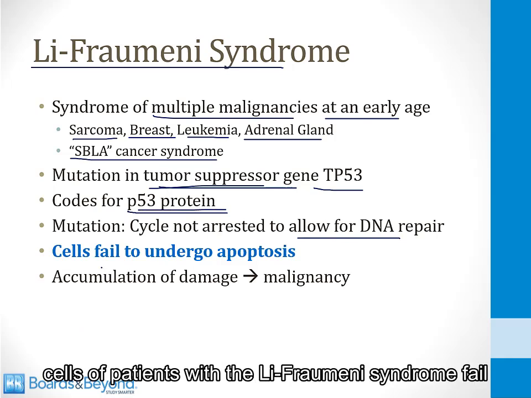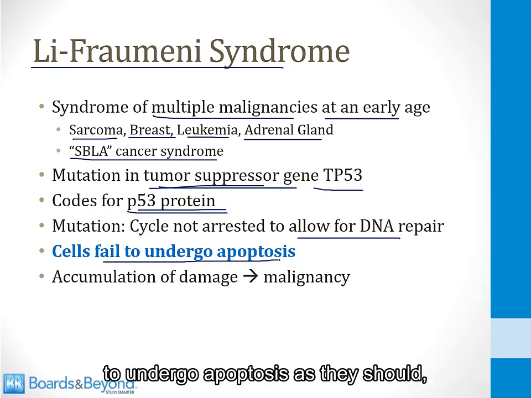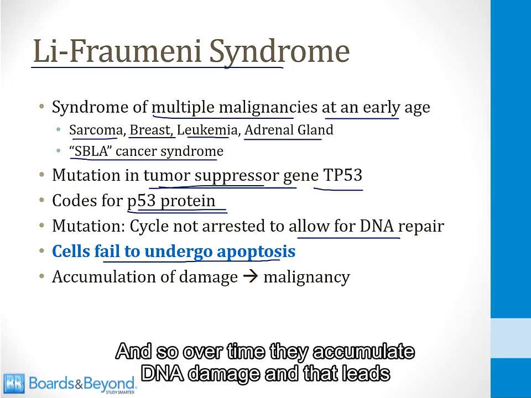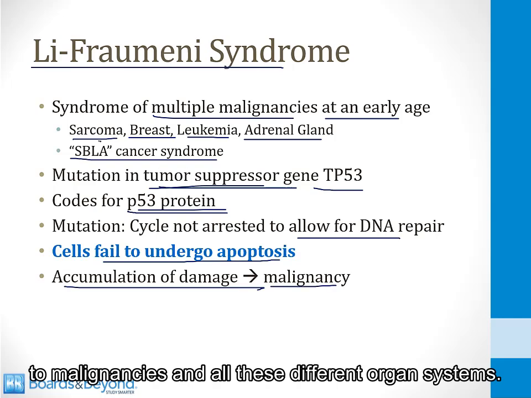As a result, cells of patients with Li-Fraumeni syndrome fail to undergo apoptosis as they should when there is DNA damage, and so over time they accumulate DNA damage, and that leads to malignancies in all these different organ systems.